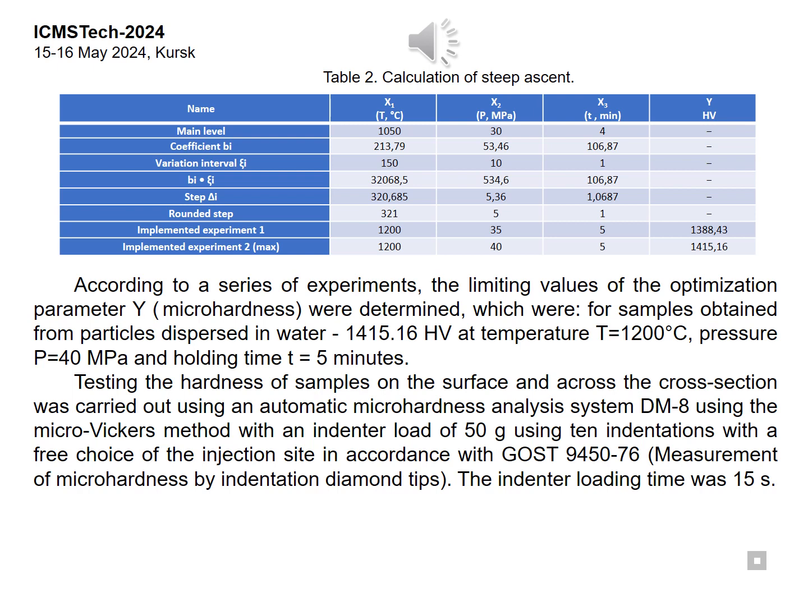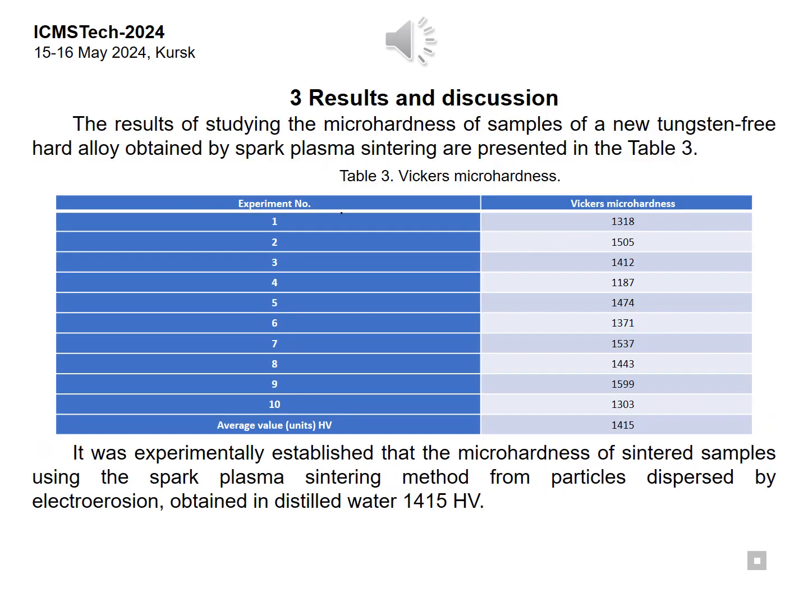Using the micro-Vickers method with an indenter load of 50 gram, using 10 indentations with a free choice of the injection site in accordance with Gauss, measurement of micro-hardness by indentation of diamond tips. The indenter loading time was 15 seconds. Results and discussion. The results of studying the micro-hardness of samples of a new tungsten-free hard alloy obtained by spark plasma sintering are presented in the Table 3. It was experimentally established that the micro-hardness of sintered samples using the spark plasma sintering method from particles dispersed by electroerosion obtained in distilled water is 14-15 HV.